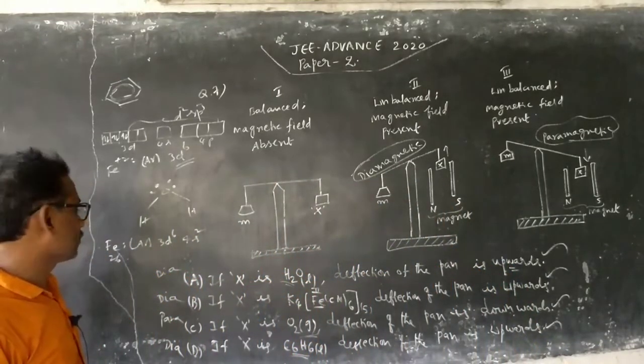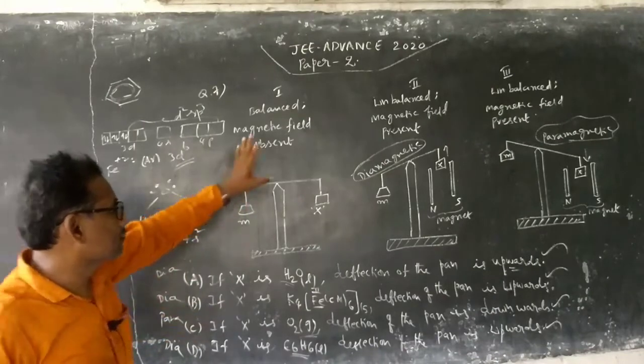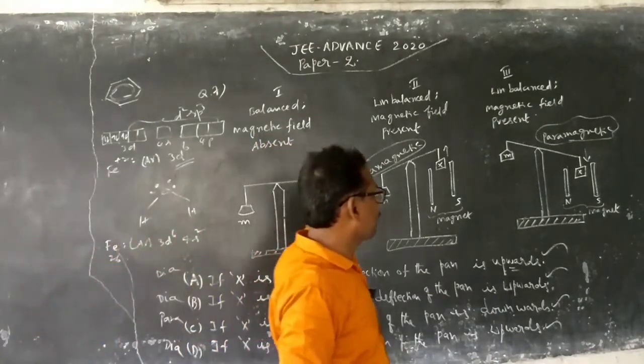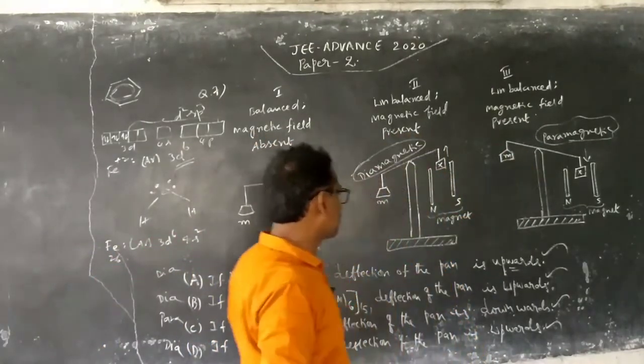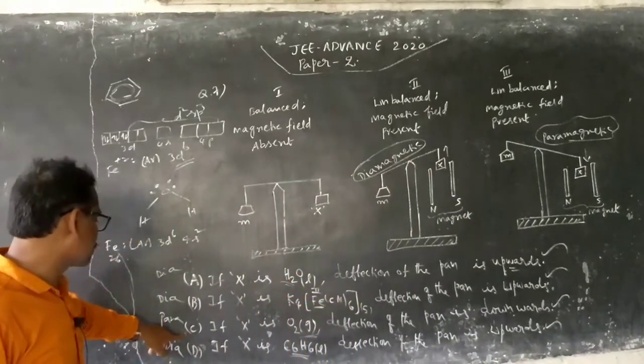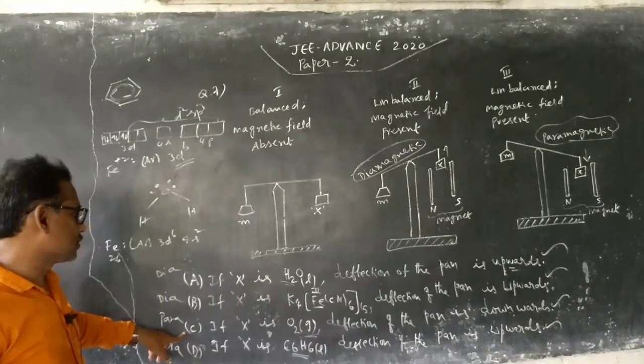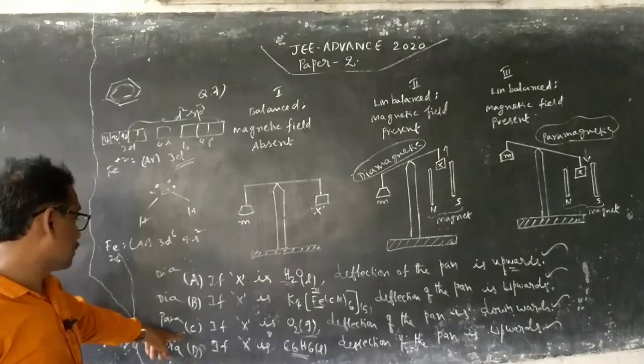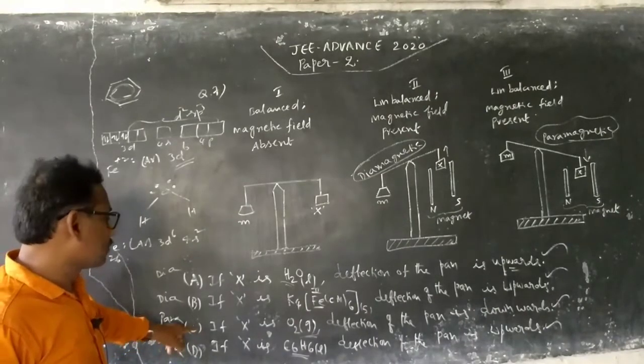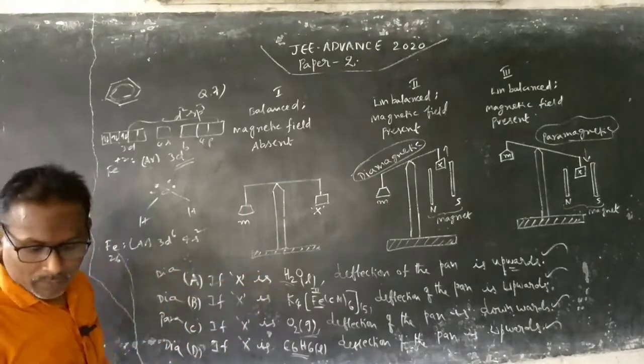So whenever a substance is diamagnetic, this is the situation; whenever paramagnetic, this is the situation. Among the 4 options, only the third substance is supposed to deflect downwards, that is correct. The remaining are all given as upwards.